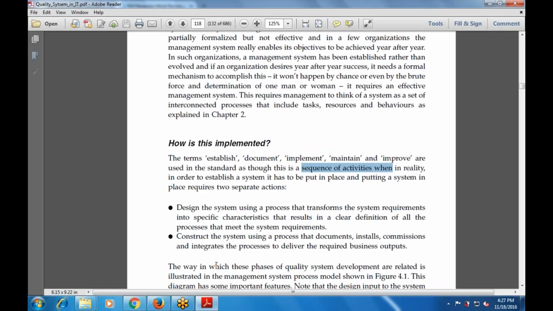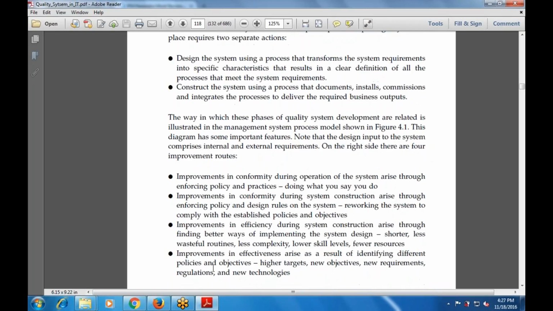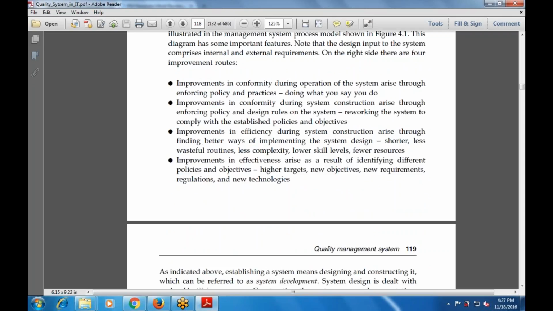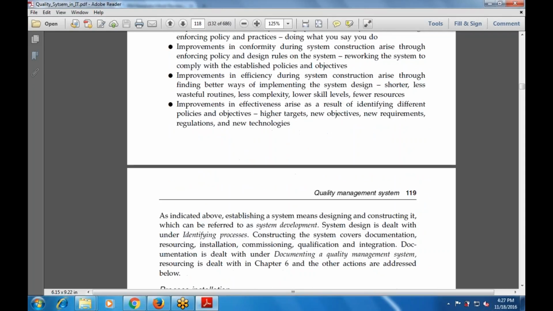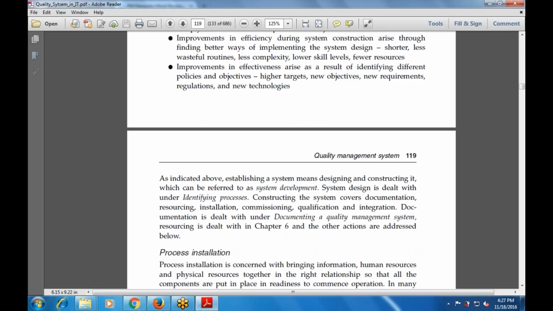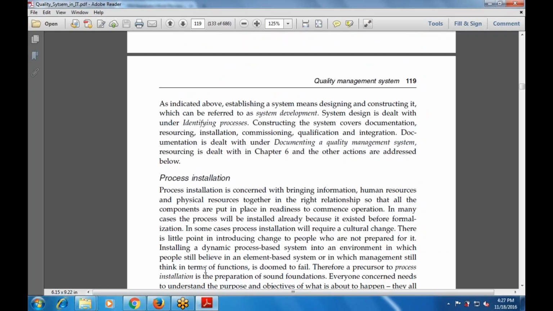Whatsoever the data that is used, whatsoever the establishment, whatsoever the document implementation that is used in the standards. On the right side, there are 4 important roots: improvement in the conformity, improvement in the construction, during the construction, that arises for the effectiveness. That will lead to the system development, that will lead to documenting a quality approach, quality management system that is used in chapter number 6, and the other actions are also addressed below.